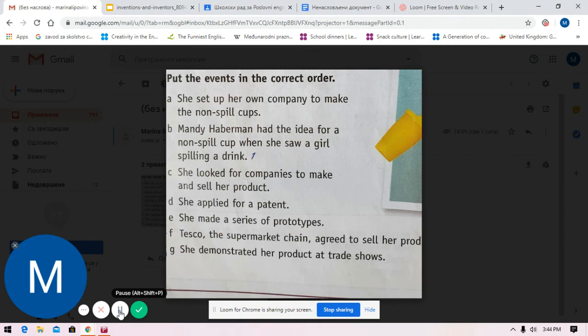How did you go about producing the cup? Well, I had some experience of working with plastics, and starting in my kitchen, I made a series of prototypes. After about a year, I was ready to look for a financial backer to develop and sell the product. How did you go about finding one? I had applied for a patent before I went to see possible backers, and over a period of a couple of years, I showed my prototypes to about 20 companies.